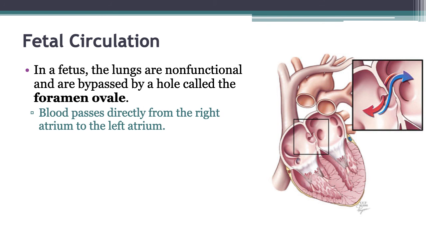In a fetus, the lungs are non-functional and are bypassed by a hole called the foramen ovale. Blood passes directly from the right atrium to the left atrium, and this closes at birth.